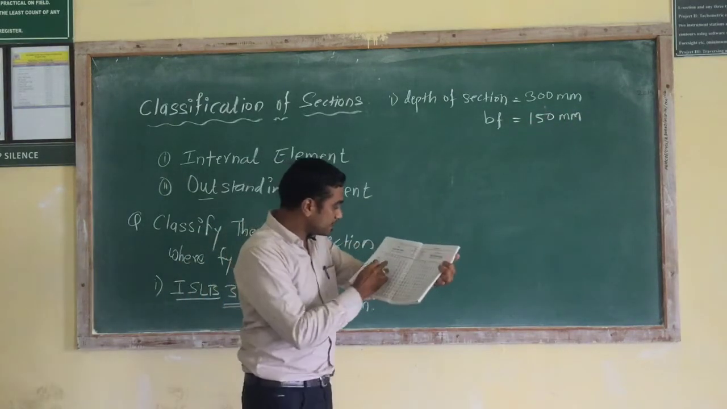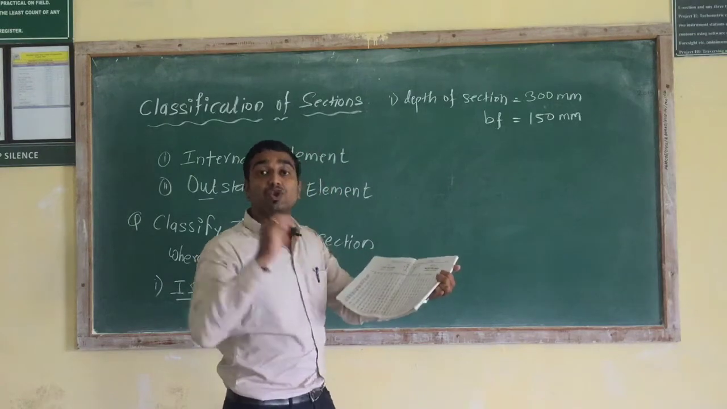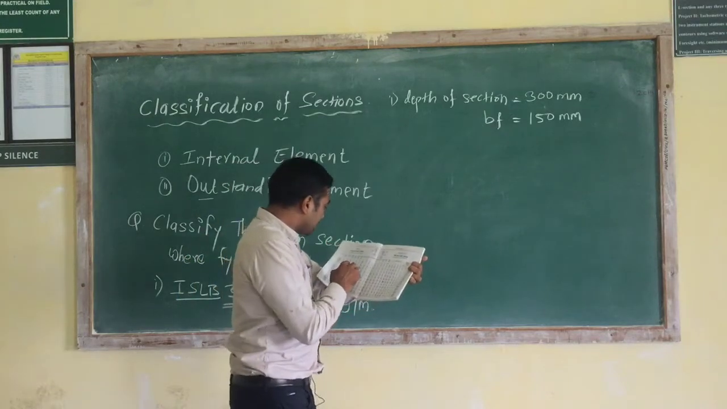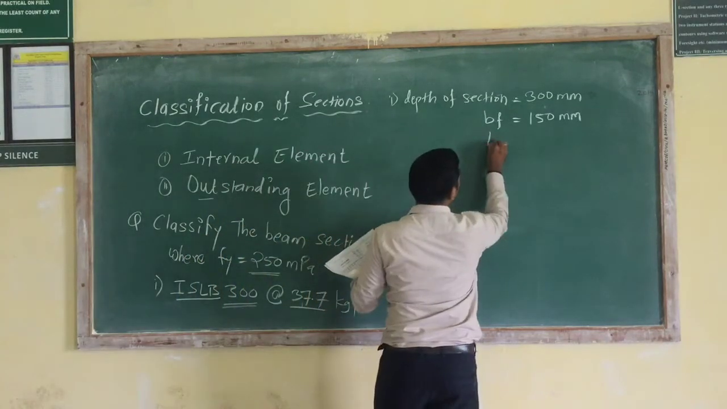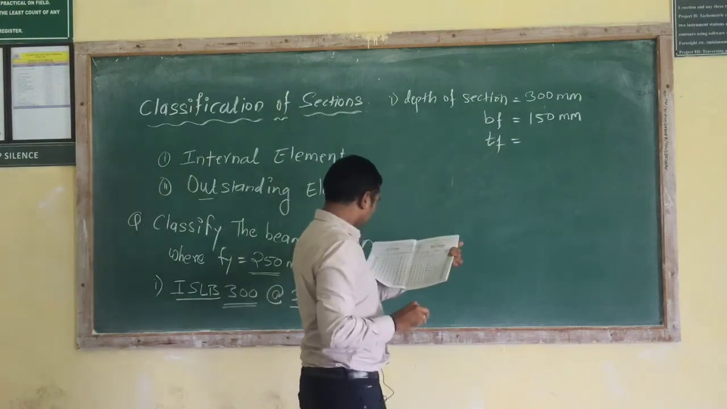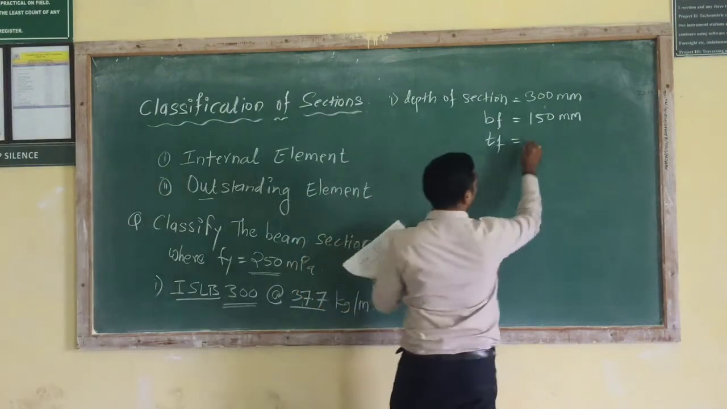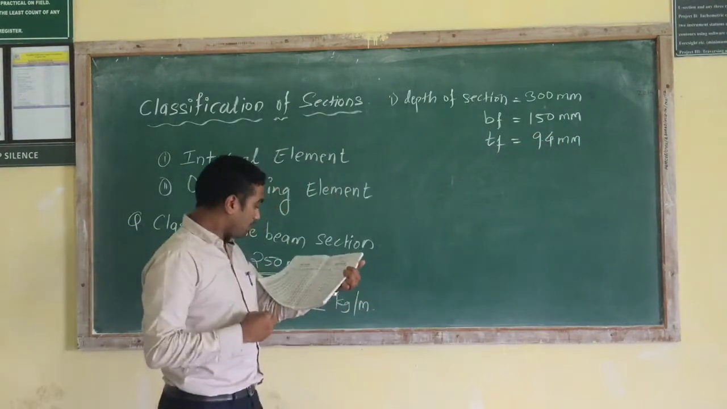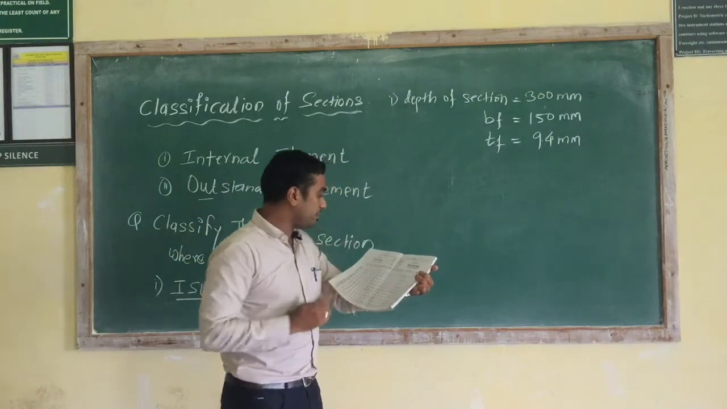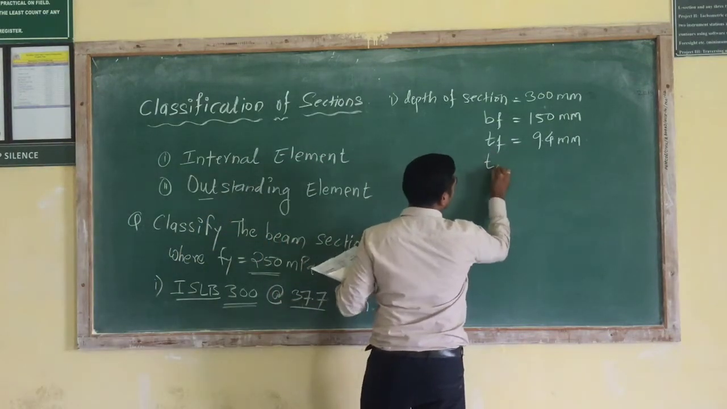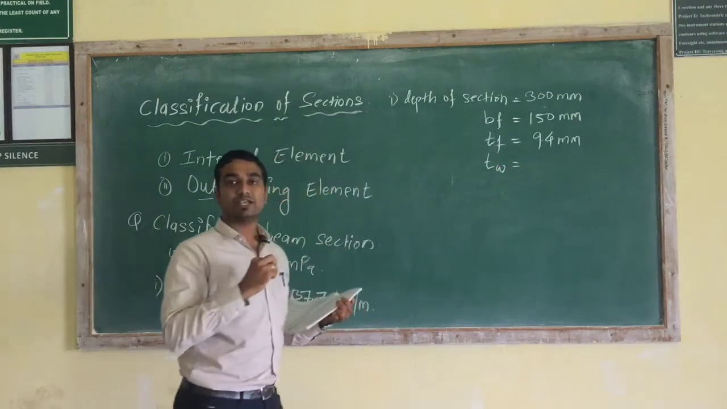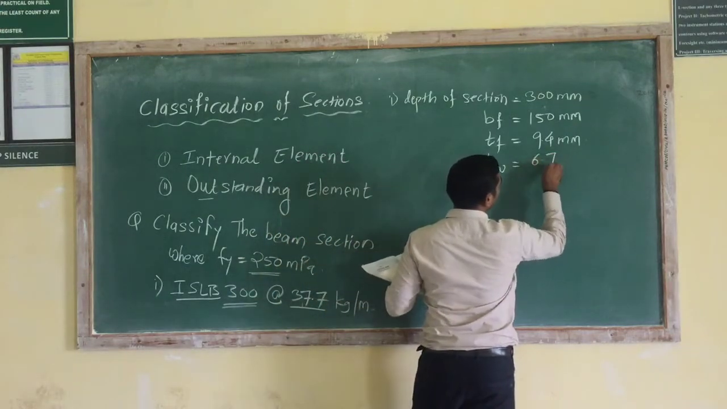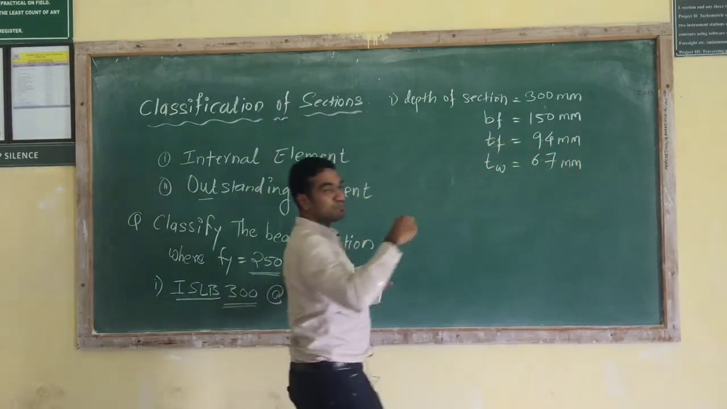Next property is thickness of flange. You have to take every property from this steel table. The thickness of the flange is denoted by TF, and its value is 9.4 mm. Next property is thickness of web, denoted by TW, and its value is 6.7 mm.